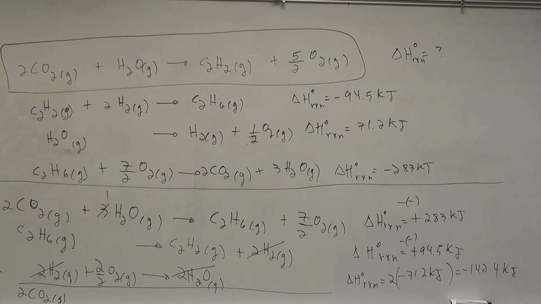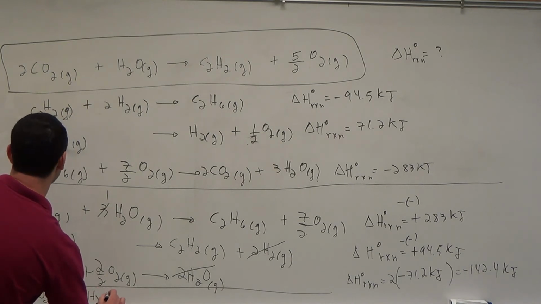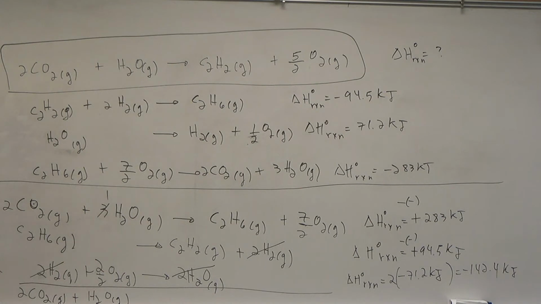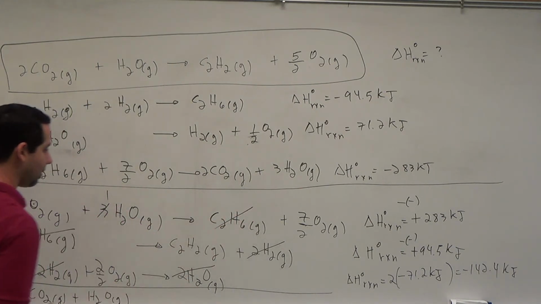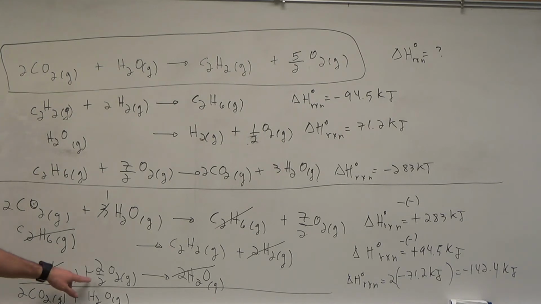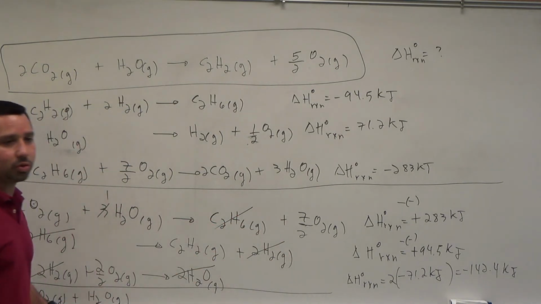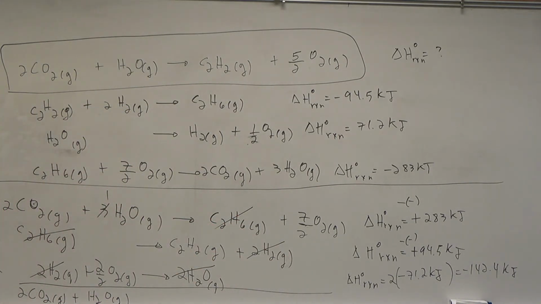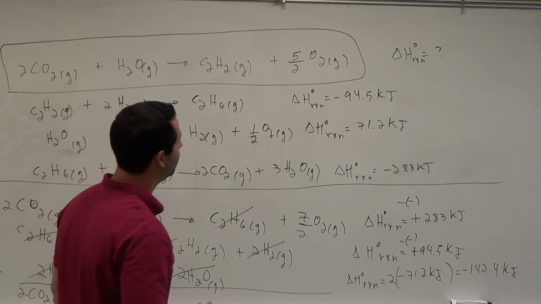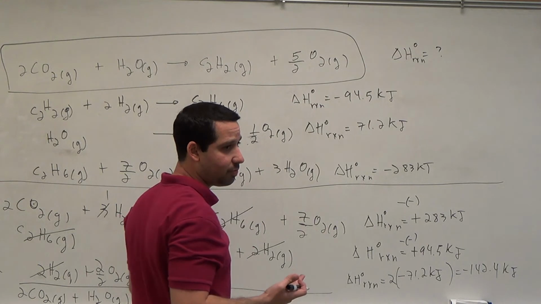Plus 1 H2O yields C2H2. What happens to the C2H6? It cancels out. All I have now, let's take care of the oxygen, okay? This oxygen is 1. Tell me, 7 over 2 is equal to how much? 3.5. So how much are we going to have? 2.5. 5 over 2 is 2.5.